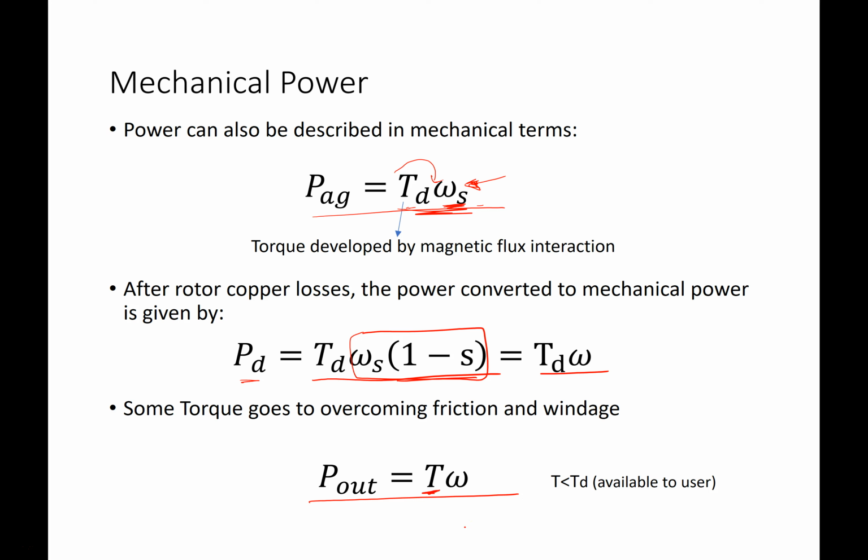torque of the machine. So if you're looking to spec out a machine, this is the torque that you will see, because this is what is available to the user. The others, TD and so on, are internal to the machine. And the output power here is what you would typically see as your horsepower.